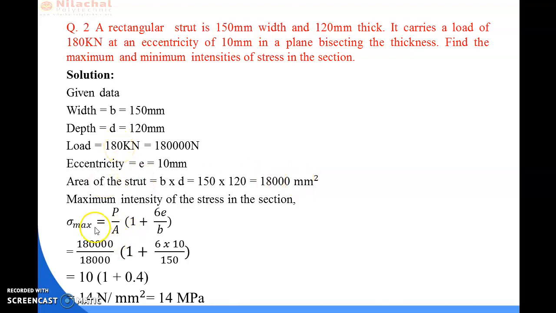So we can find the sigma max and sigma minimum values by this formula. Sigma max is equal to P by A into 1 plus 6e divided by B. So P is equal to 18 into 10 to the power 4, divided by the area, which is 18 into 10 to the power 3, multiplied by 1 plus 6 into 10 divided by the width of the section, which is 150. Hence we get the sigma max value as 14 Newton per mm square, which is equal to 14 megapascal.